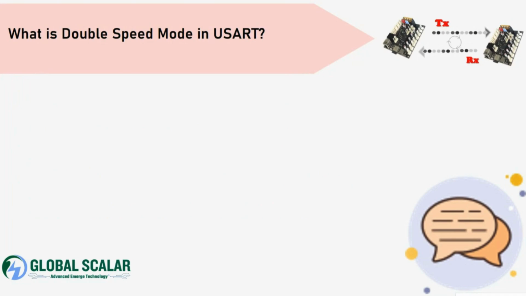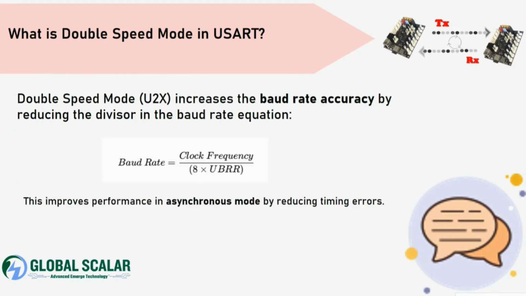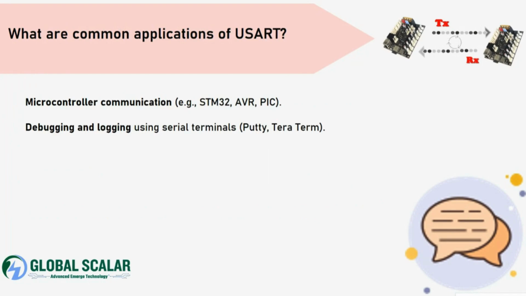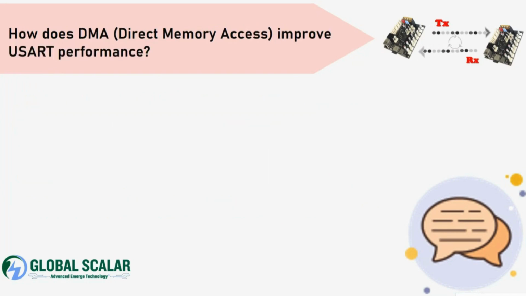What is double speed mode in USART? Double speed mode increases the baud rate accuracy by reducing the divisor in the baud rate equation. This improves the performance in asynchronous mode by reducing the timing error. What are common applications of UART? Microcontroller communication and debugging and logging using serial terminals, GPS receivers that send location over the UART, Bluetooth modules, and modem communication for remote monitoring.